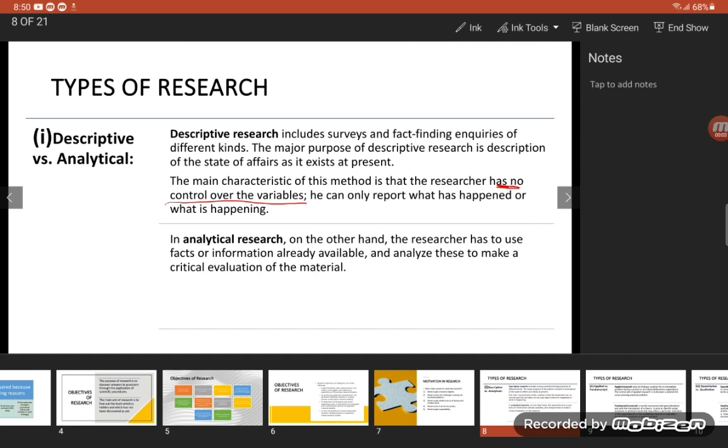So an example for the descriptive research is the journalistic description of the Watergate scandal. So this is a descriptive one. Just to describe the situation as it is, as we said before.